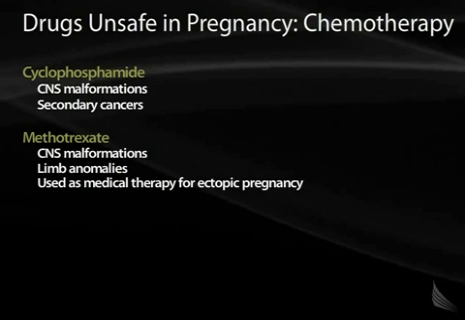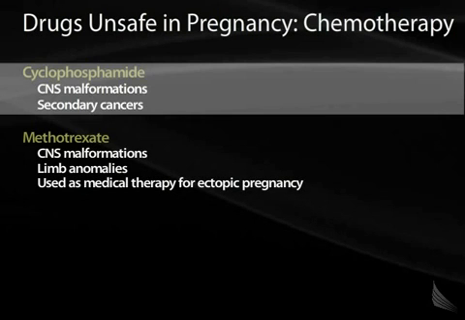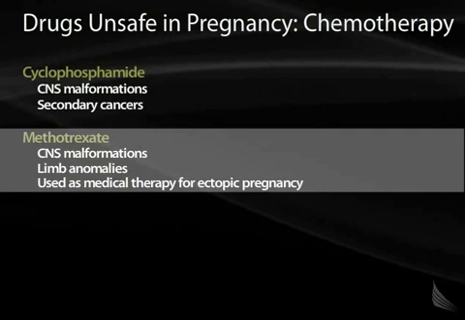Other drugs that are unsafe during pregnancy include chemotherapy medications such as cyclophosphamide. Cyclophosphamide can cause central nervous system malformations and other cancers in the fetus. Methotrexate can cause central nervous system malformation and limb abnormalities. Methotrexate is actually used as medical therapy for ectopic pregnancies. We'll talk more about methotrexate and cyclophosphamide in later lectures.